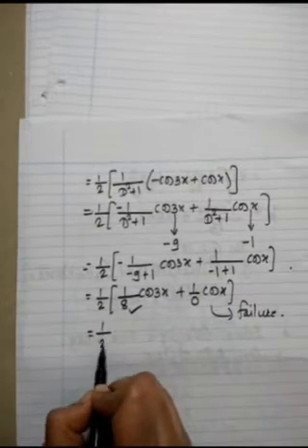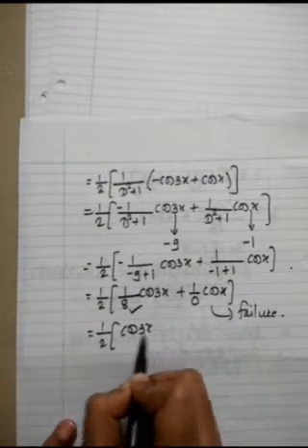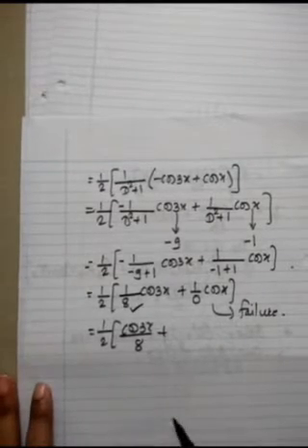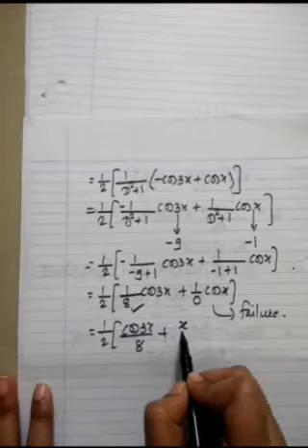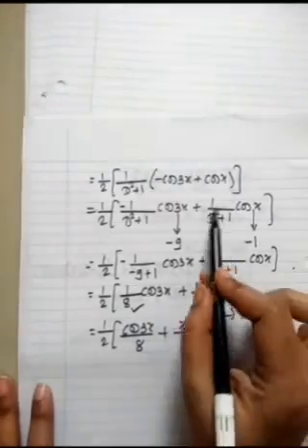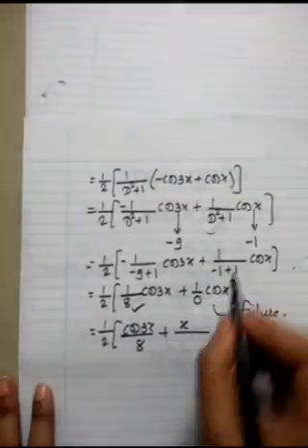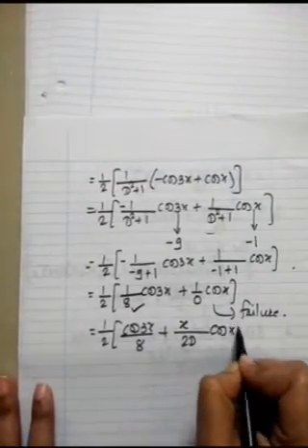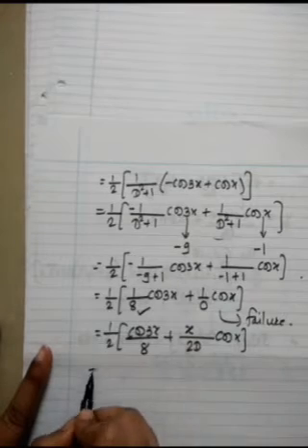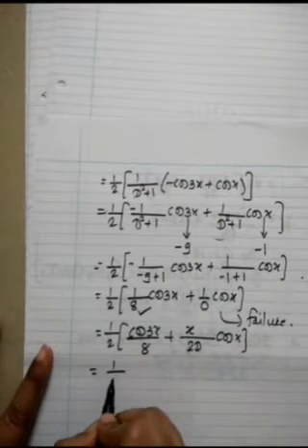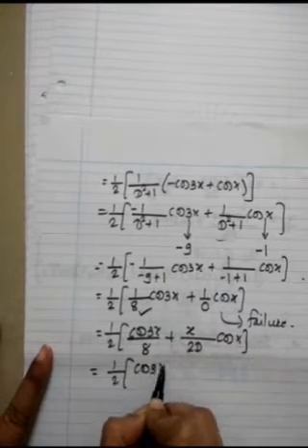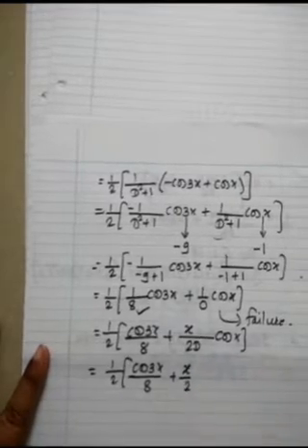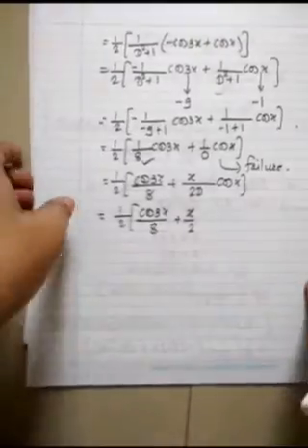So it is 1 by 2 cos 3x by 8 plus, failure means we have to multiply by the independent variable x, and then take the derivative. What is the derivative? 2D into cos 2D. So it is 1 by 2 cos 3x upon 8, plus x by 2, x upon 2 into cos x.